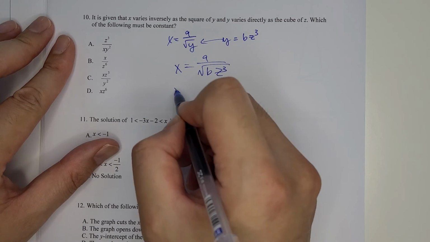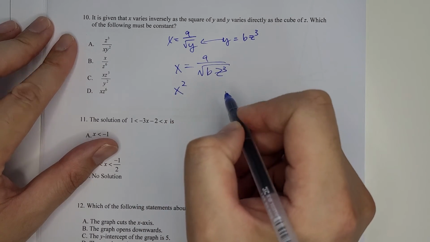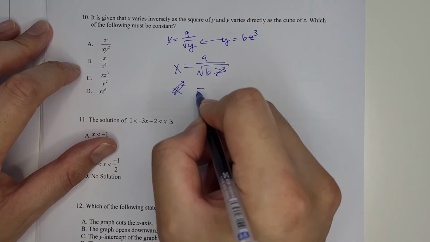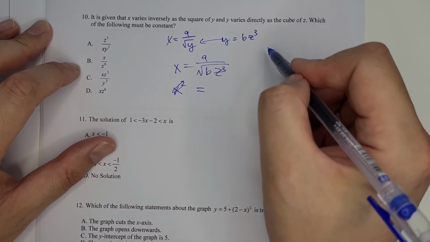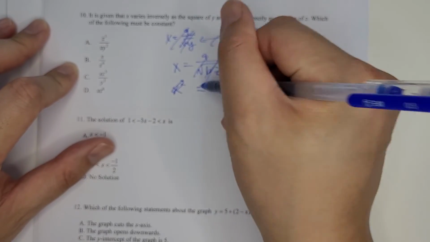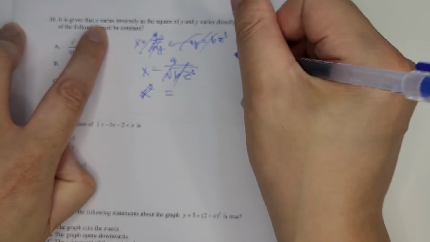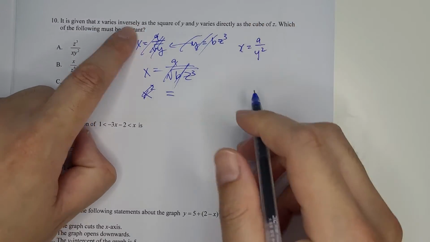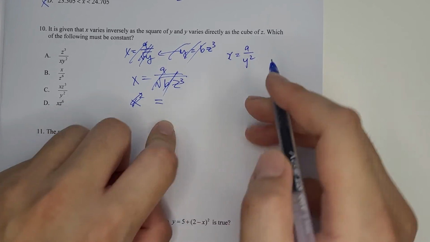Let's take the square, x squared. Is this something like x squared? No, so we will not take x squared. Oh, sorry, I made a mistake here. x varies inversely as the square of y, so it should be y squared. Okay, let me make the correction, sorry.